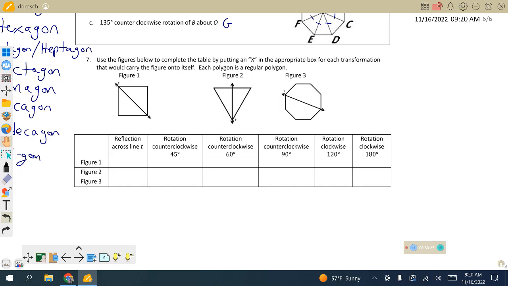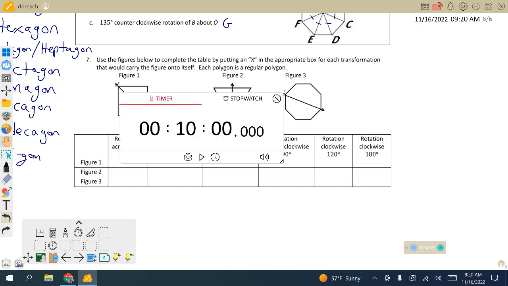Figure 1, can you check any of those? Figure 2, can you check any of those? And then figure 3, can you check any of those? All right. Like I said, I'm gonna give you a minute, and then we'll come back real quick and talk. And I think that'll be about it for the day. Drag it across. Yes or no? Can you put check there or not?